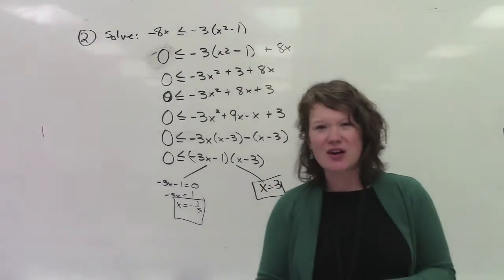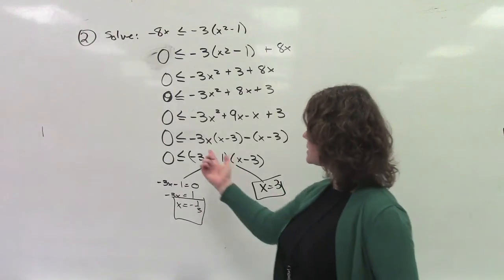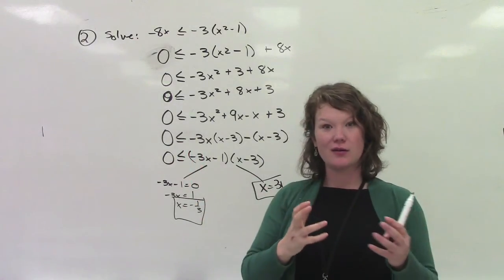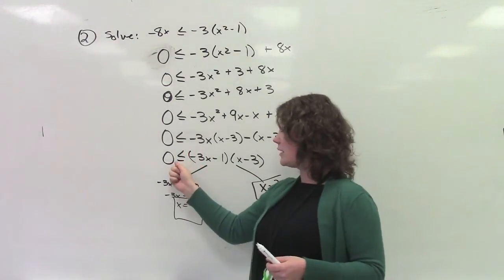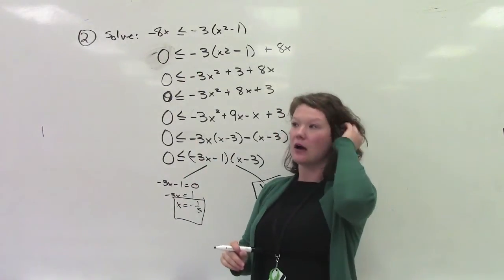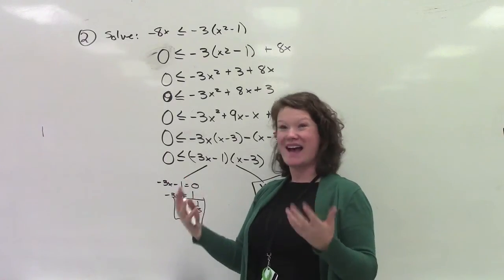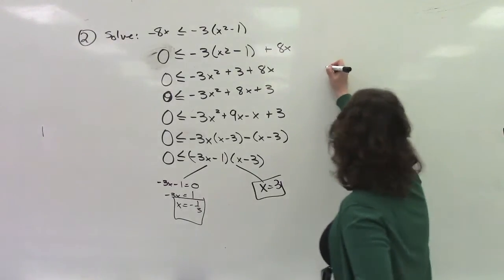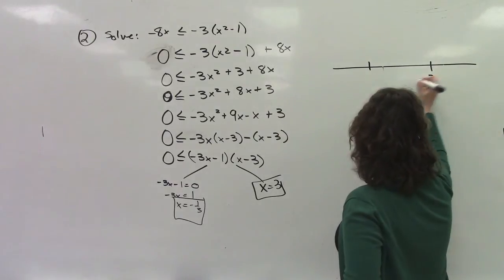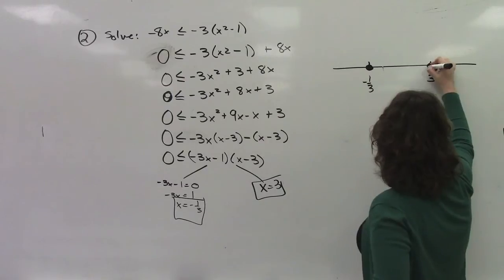Question, this is where we pause. If we're expressing the solution on a number line, are we going to include or not include? Is it going to be a filled in dot or an open dot? Well, since it's greater than or equal to, this solution will take the critical points as part of the solution. So when I set up my number line here to do my test points, I'm going to say 3 and negative 1/3. You bet your bottom dollar I'm going to have those suckers filled in.